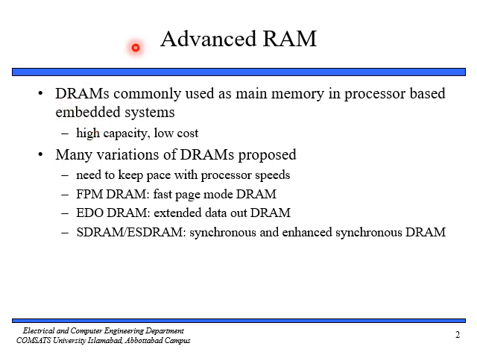processor-based embedded systems. In order for DRAM to keep pace with processor speed, many variations of DRAM are proposed. So we use these variations of DRAM in order to keep the memory speed with processor speed. First we have FPM DRAM, that is fast page mode DRAM. Then we have EDO DRAM, that is extended data out DRAM. Then we have SDRAM and ESDRAM, that is synchronous and enhanced synchronous DRAM.